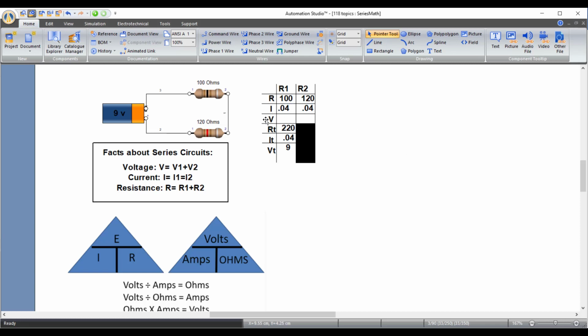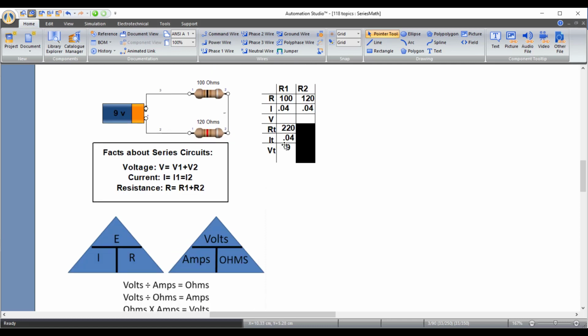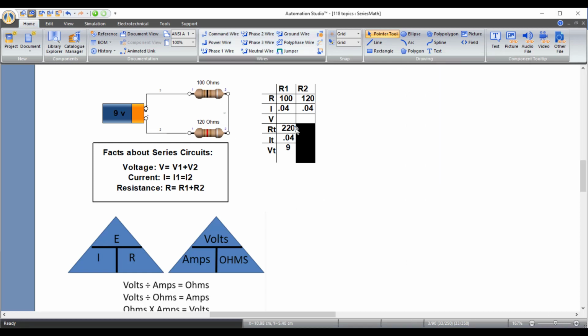Now we got to do the fun part. We got to go find our voltage. And how do we find voltage? Well, let's see. Ohms times amps equals volts. And this is also where we get to check our work a little bit. So let's start that up. Ohms times amps. Let's do R1 first. 100 times 0.04 equals 4. So that's 4 volts.